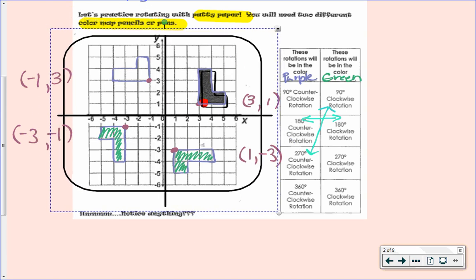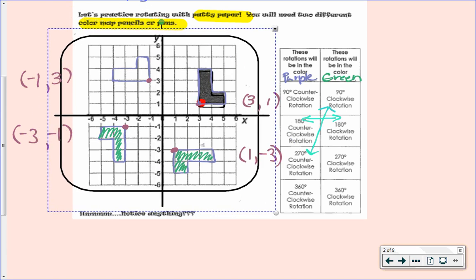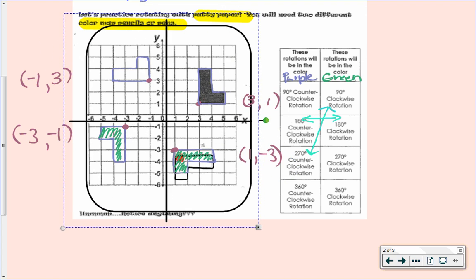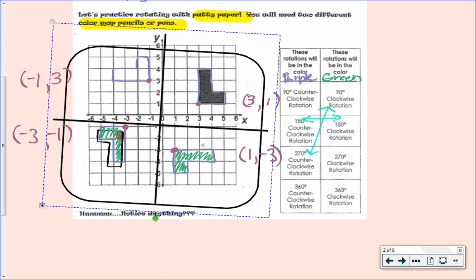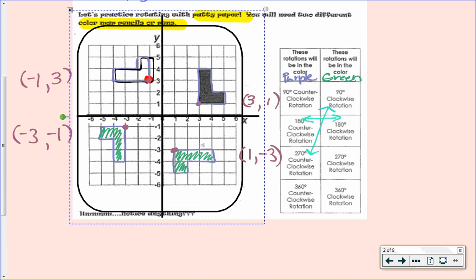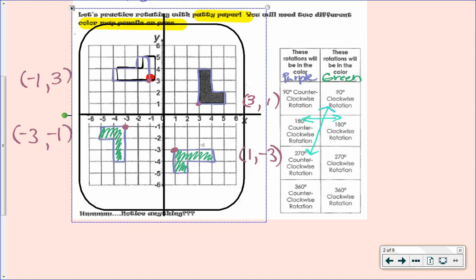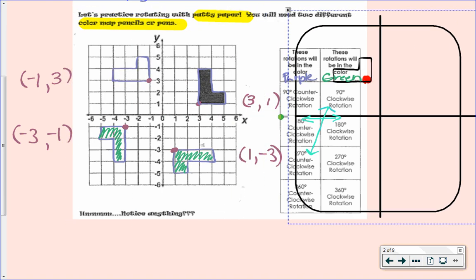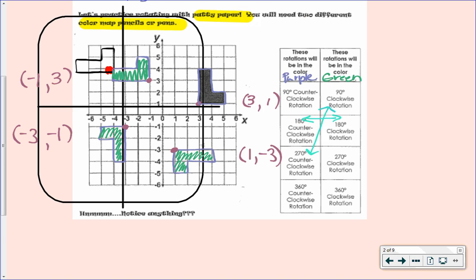Reset. Okay? Put your patty paper over your coordinate plane. Put your pencil on the origin. Let's go ahead and rotate 270 degrees. Clockwise, 90 degrees clockwise, 180 degrees clockwise, 270 degrees clockwise. Go ahead and shade it in. So what do we notice about this one? A 270 degree clockwise rotation is the same as? The 90 degree counterclockwise. Good, you got it. 90 degree counterclockwise. They are the same. Let's go ahead and reset.